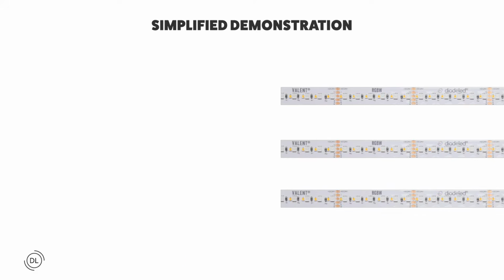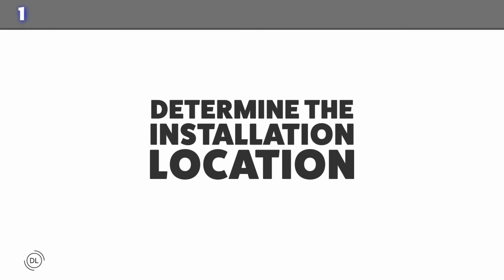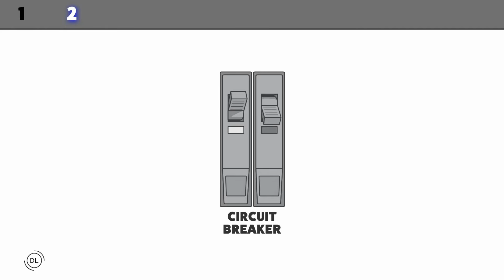This simplified demonstration will show how to set up 3 Valent RGBW fixtures to DMX decoders in a straightforward, easy-to-follow configuration. Are you ready? 1. Determine the installation location. 2. Turn the power off at the circuit breaker. 3. Connect the DMX decoder to the driver.